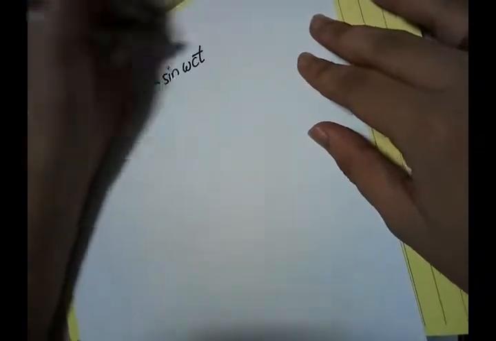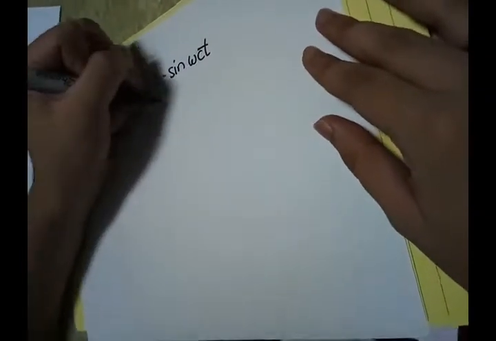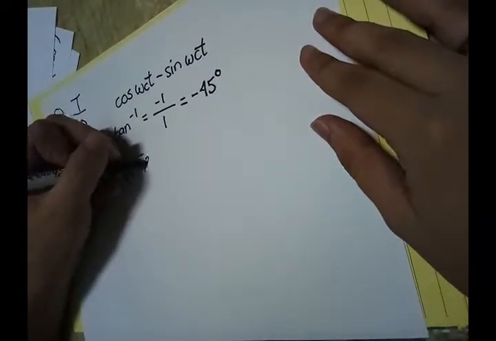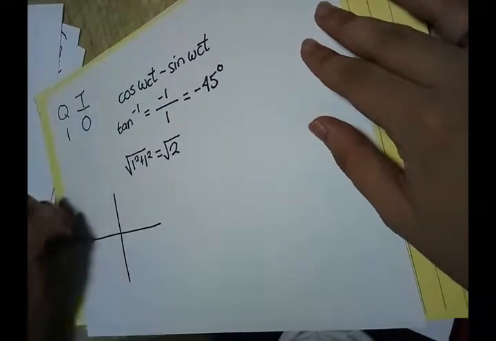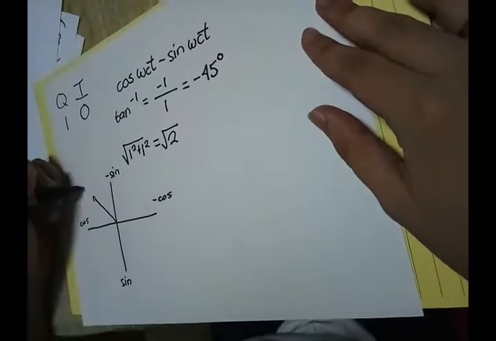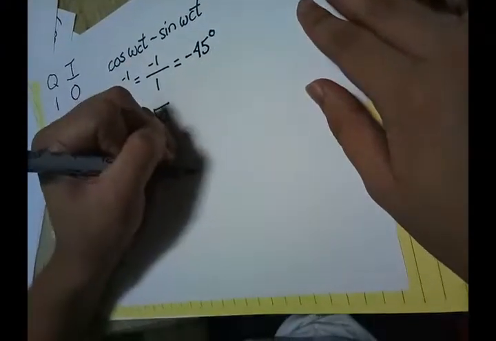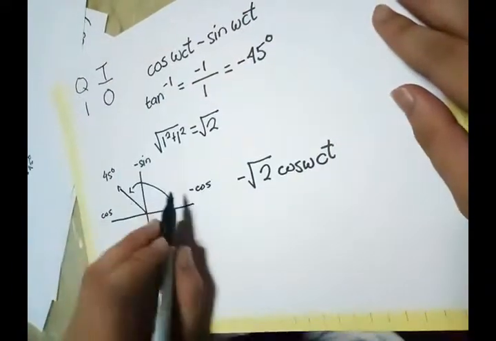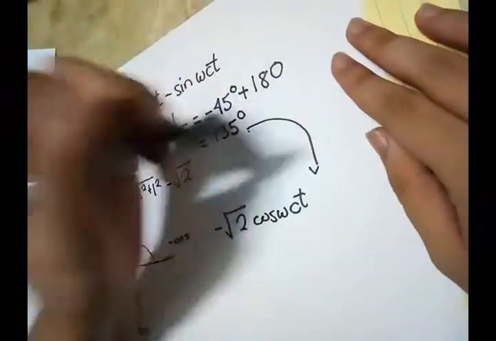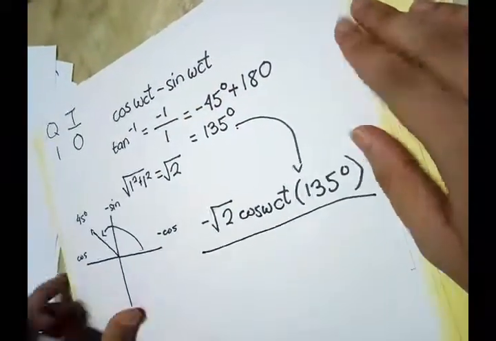Now let's try answering the combination of 1 and 0, which will have a result of positive cosine omega ct and negative sine omega ct. Getting the angle, we'll still use inverse tangent, negative 1 over 1, resulting in a negative 45. Now let's look at where positive cosine omega ct and negative sine omega ct is, which is quadrant 2, a positive quadrant. Then we'll combine all the answers for a negative square root of 2 cosine omega ct and a positive 135 degrees.